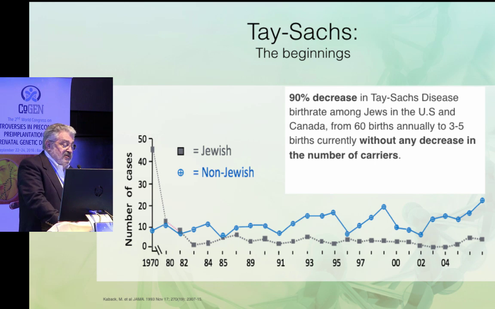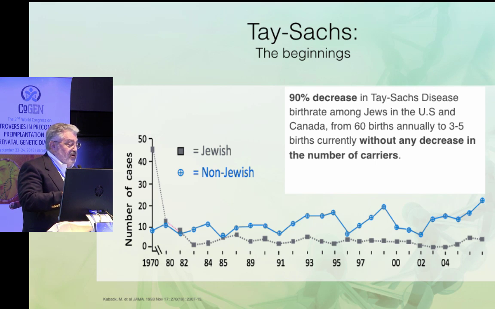And here's what's happened over the years. Look at the incidence on the left. You can see from the 1970s, the incidence of Tay-Sachs disease has dropped significantly. But a couple of things. You can see it has not disappeared.